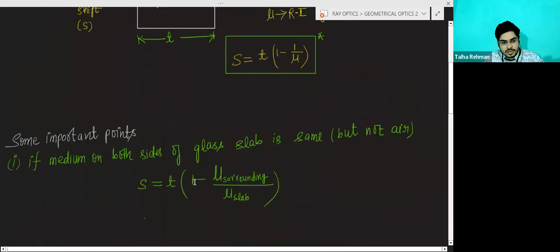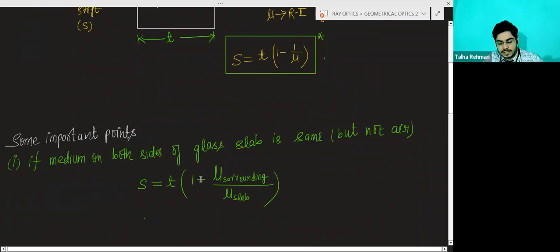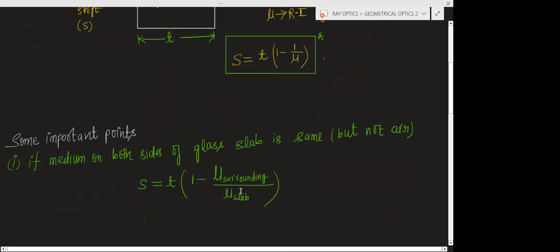Now there are a few points I have written. If the medium on both sides of the glass slab is the same but not air, then in that case the shift through the glass slab will be given by the thickness of the glass slab times 1 minus the refractive index of the surrounding divided by the refractive index of the slab.